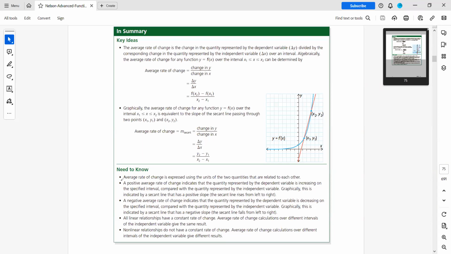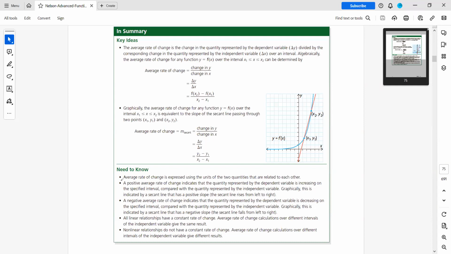A positive average rate of change indicates that the quantity represented by the dependent variable is increasing on the specified interval, compared with the quantity represented by the independent variable. Graphically, this is indicated by a secant line that has a positive slope, or the secant line rises from left to right. A negative average rate of change indicates that the quantity represented by the dependent variable is decreasing on the specified interval, compared with the quantity represented by the independent variable. Graphically, this is indicated by a secant line that has a negative slope. The secant line falls from left to right.